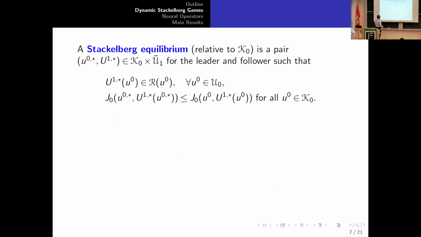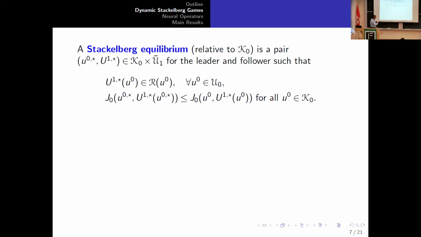So here we define the Stackelberg equilibrium. That is a pair of the response strategy of the follower and the optimal strategy of the leader. So for the follower, the response strategy means for each value U0 from the leader, the follower takes the best response strategy that minimizes the cost.